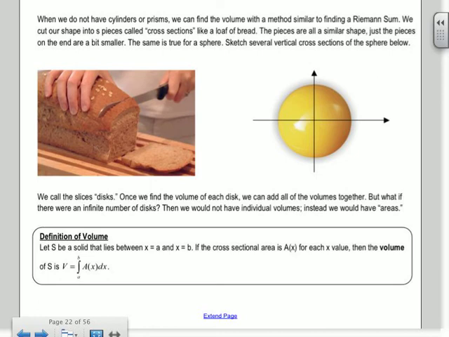All right, so when we don't have something that we know from geometry, so when we don't have cylinders or prisms, we can find the volume with a method similar to finding a Riemann sum. So if you guys remember when we found the area originally, we found all of the heights, and then we took an infinite sum, right? We added all of those heights together. We're going to do the same thing, so it's integration that we're using.